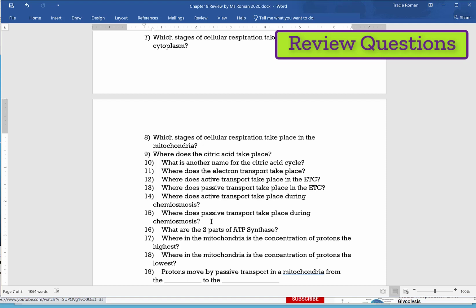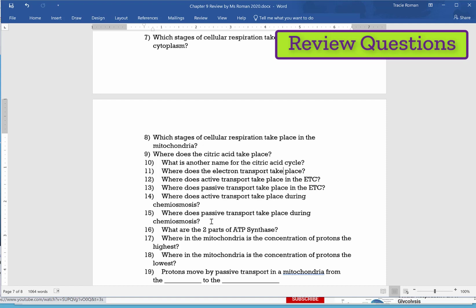What are the two parts of ATP synthase? ATP synthase has one part transport protein and one part enzyme. The transport protein transports protons passively, and the enzyme phosphorylates ADP.